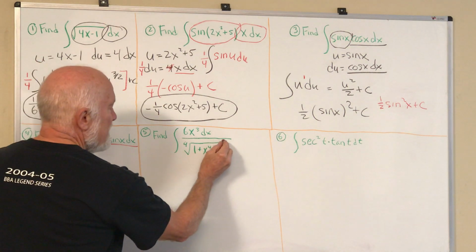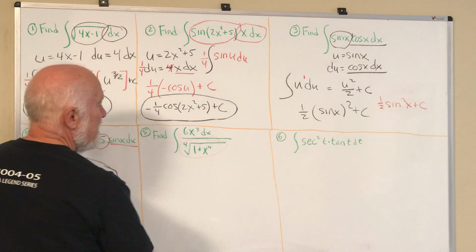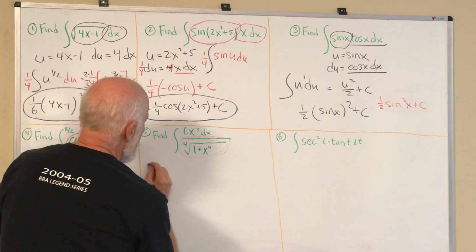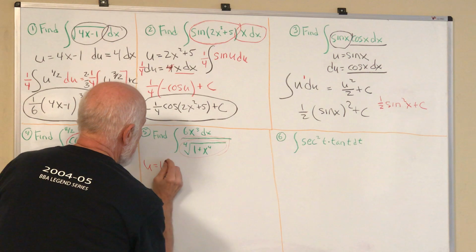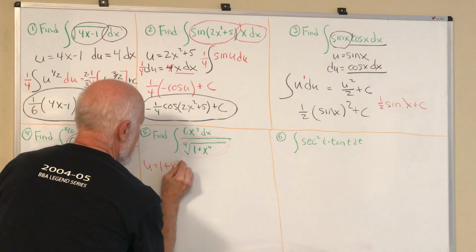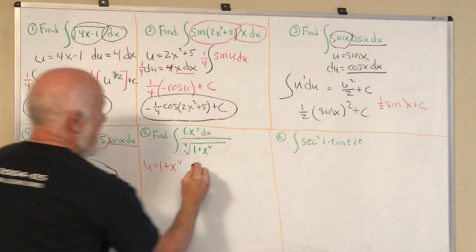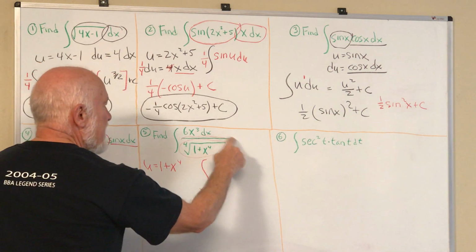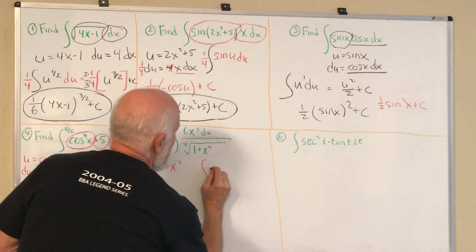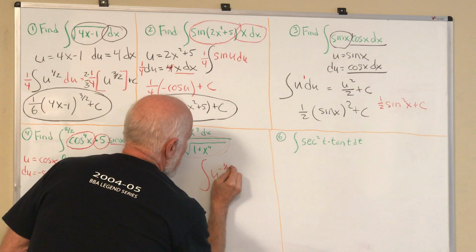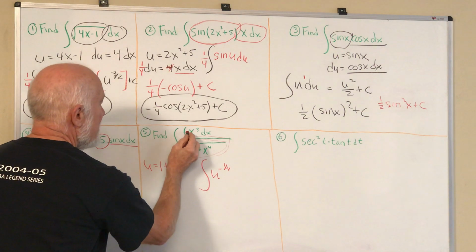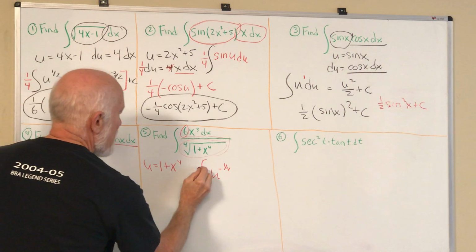And this is what I see right here, especially since it's below the division bar. If I let u be 1 plus x to the fourth, then I can call everything, including that division bar, u to the negative 1/4. I've got that u to the nth. I can take my 6 and just bring it out front.